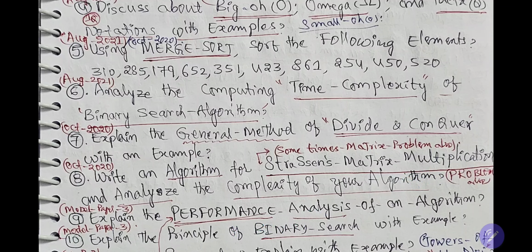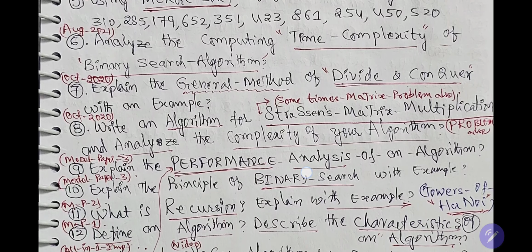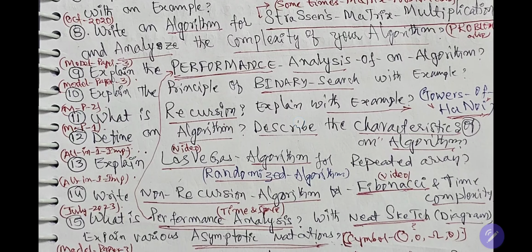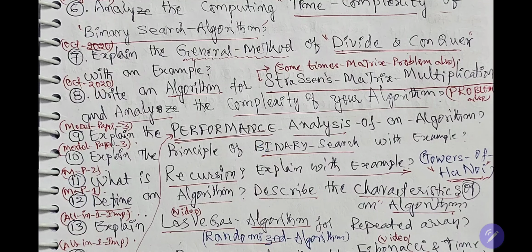Explain the performance analysis of an algorithm. So this is nothing but speed. I will show you, this same question was asked here also, the 15th question: what is performance analysis? With a neat sketch diagram, explain various asymptotic notations. Same as the previous question. Add time complexity and space complexity for performance analysis. Performance means the speed of an algorithm. I have already shot videos for that.